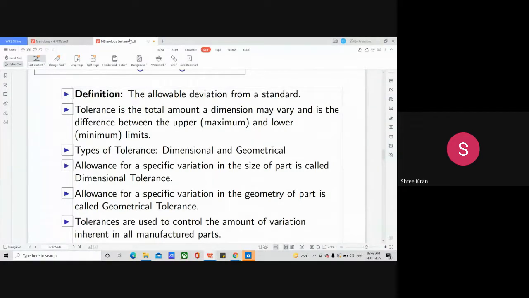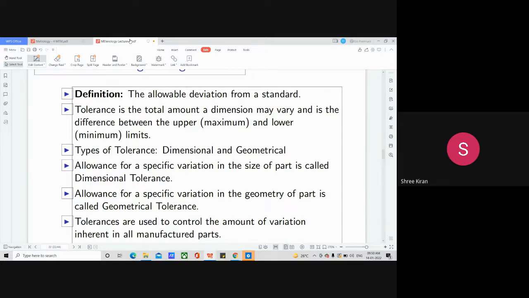Then regarding the types of tolerances, there are two: one is dimensional and the second one is geometrical. These are the two types mainly we are discussing. Then in the case of tolerance, we always have an allowance for a specific variation in the size of a part, which is called dimensional tolerance.